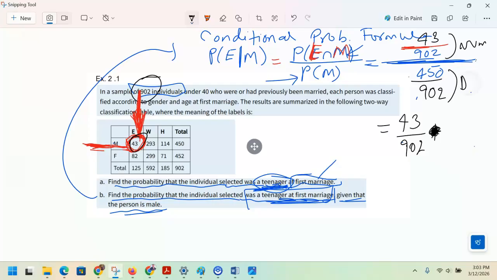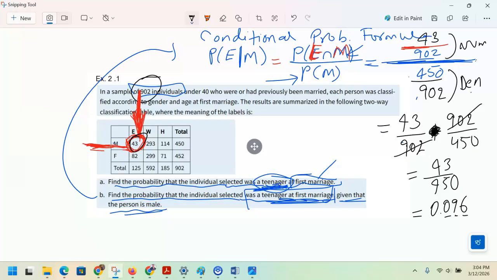and this is the denominator, which is flipped to 902 over 450. And then you can just cross out the 902, which is the same, and you get 43 divided by 450, which we can use a calculator for, and you get the answer 0.096, rounded to 3 places.